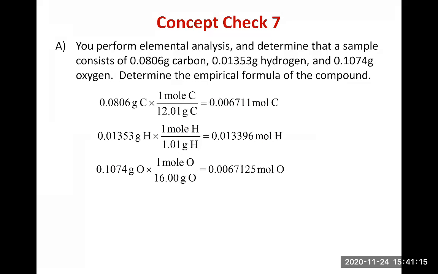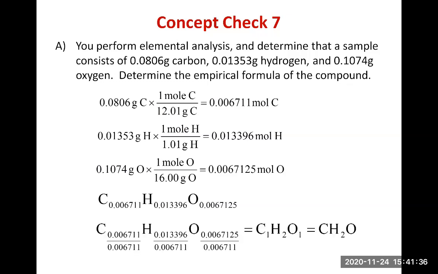Now we can write the formula with all these numbers as subscript for each element. So it looks like this. And now we will divide all the subscripts by the smallest of the subscripts. And the smallest one is the one for carbon, 0.006711. And so if you divide all of them by this, you will get a ratio of 1 for carbon, a ratio of 1 also for oxygen, because you see that these 2 are very similar. And for hydrogen, it comes down to a 2.